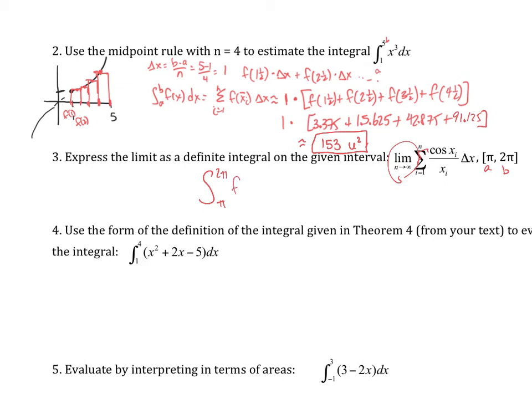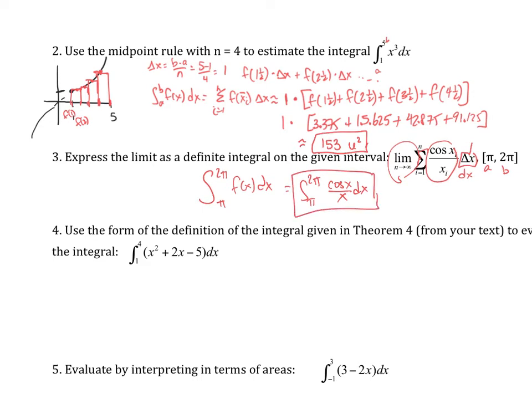Now I need to get an f of x and a dx. So let's see if we can clean this up. It goes from pi to 2 pi. Now let's see if we can find what f of x is going to be. Well, this is my f of x right there. This will be the cosine x over x, and this is your dx, my delta x. There you go, there it is, expressed as an integral.